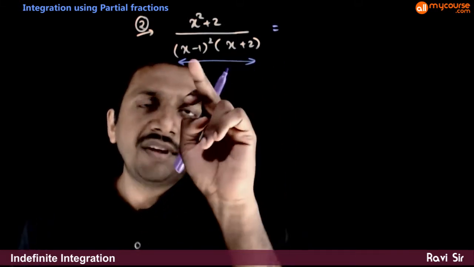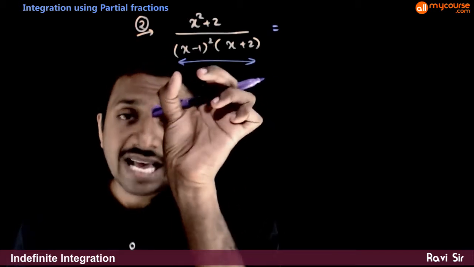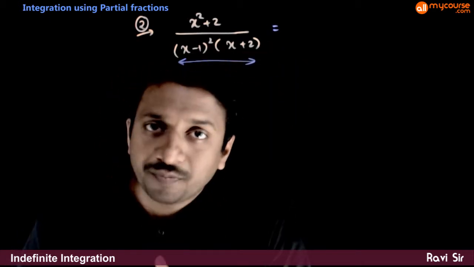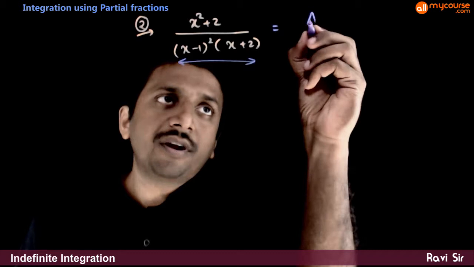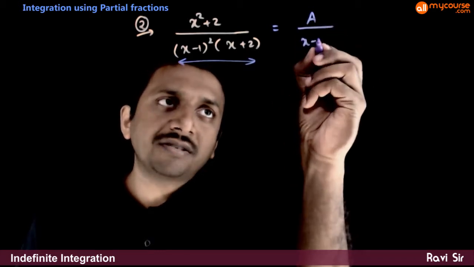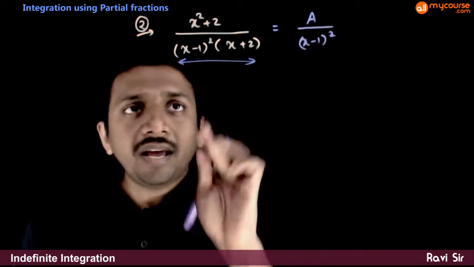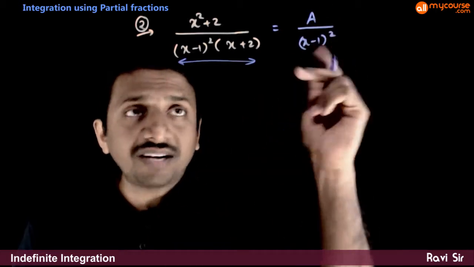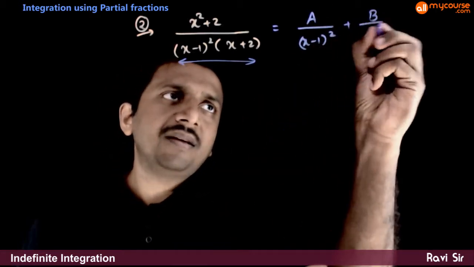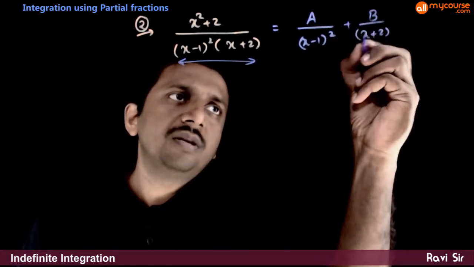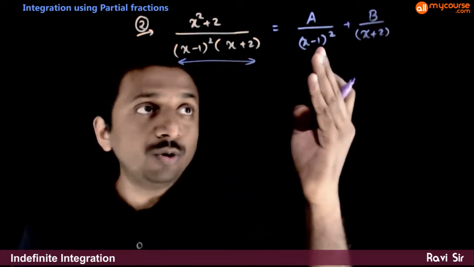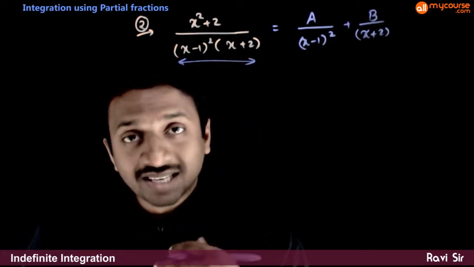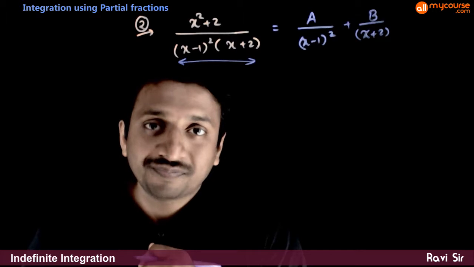Here you have the denominator factors as (x minus 1) whole square into (x plus 2). Now, let us try to decompose this into two partial fractions: something by (x minus 1) whole square, the first factor, plus something by (x plus 2). Let us see whether you can do this or not.